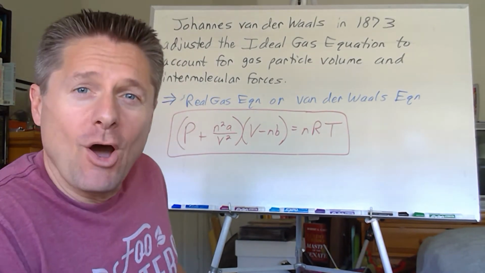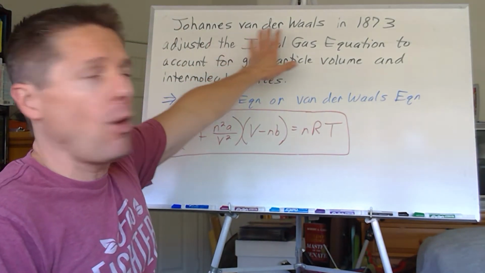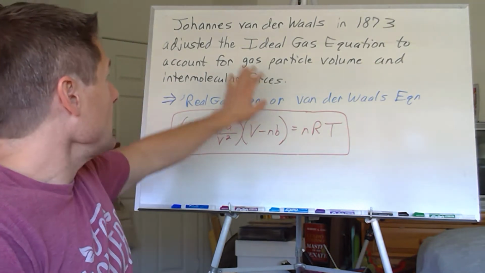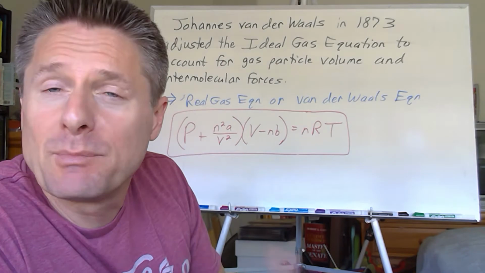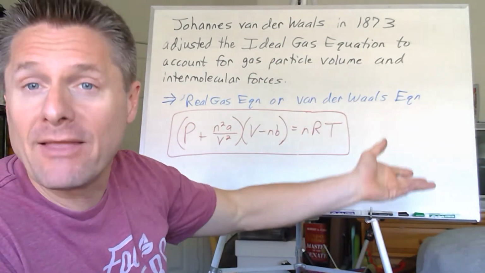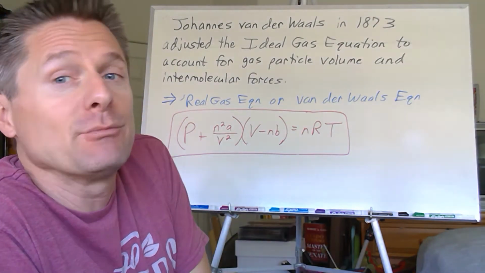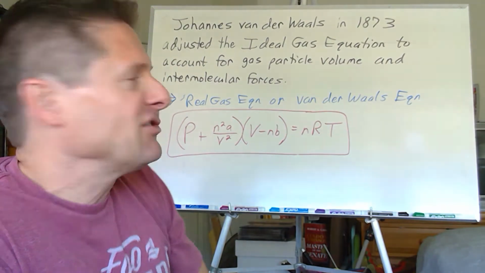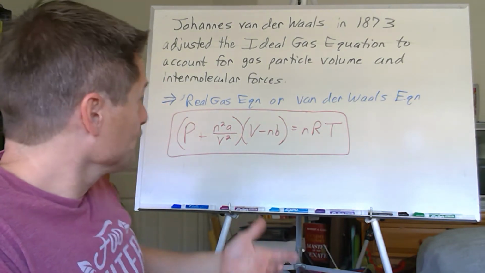All right, here we go. We finally arrived. Johannes van der Waals, 1873. A lot of cool stuff in the 1800s. He adjusted the ideal gas equation, PV equals nRT, to account for these two factors: gas particle volume and the intermolecular forces of attraction between the gas particles. So we get what we call the real gas equation. Some people call it the van der Waals equation.